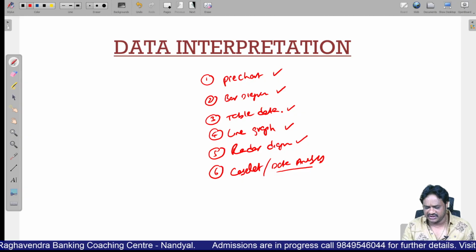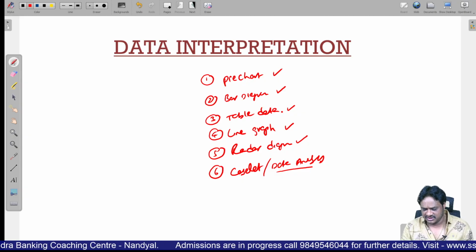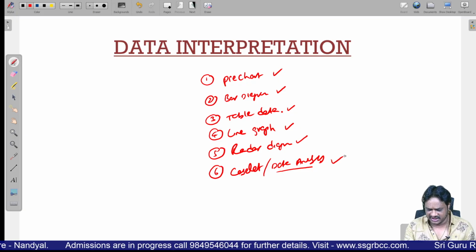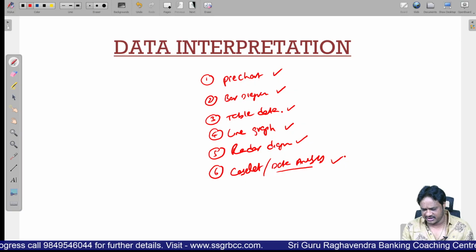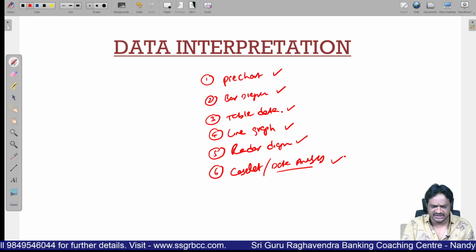So what is meant by data analysis? You will be given the question in terms of one paragraph. You have to solve that and answer the questions. That is called data analysis. Now today we will discuss some of these problems, whether it is table data, bar diagram, pie chart or like that. Let us see the first question.